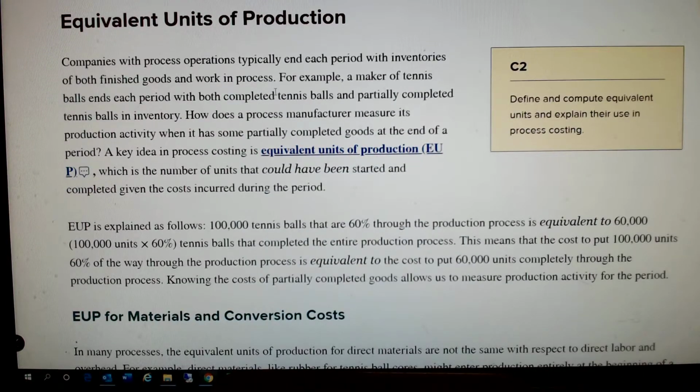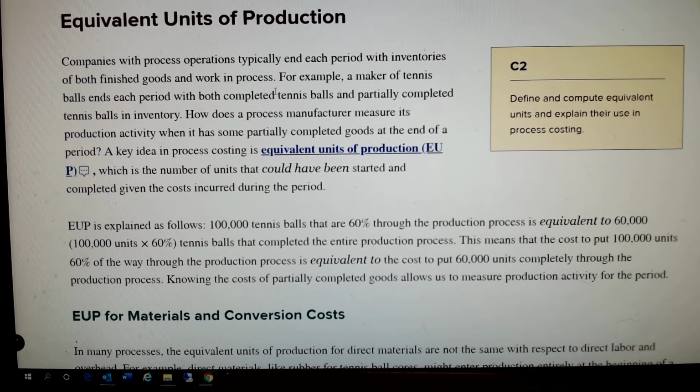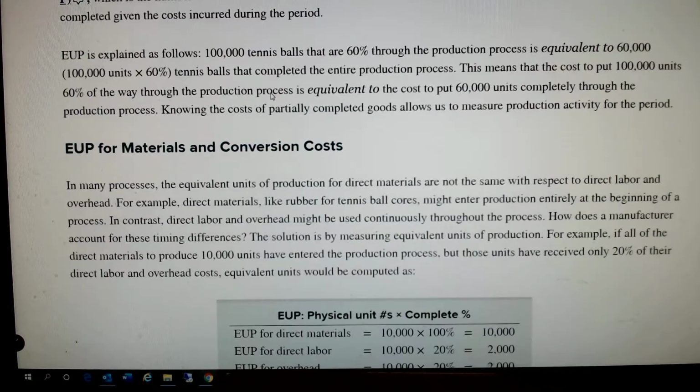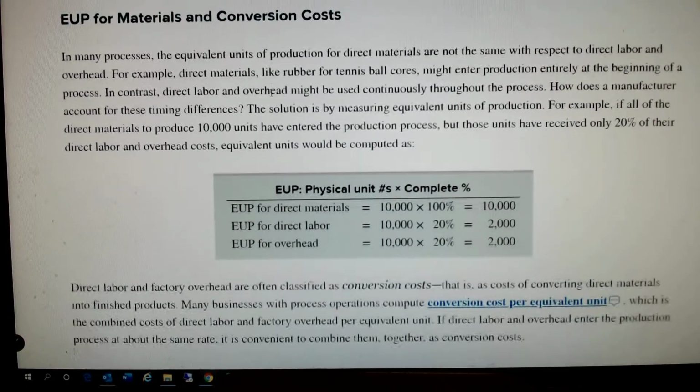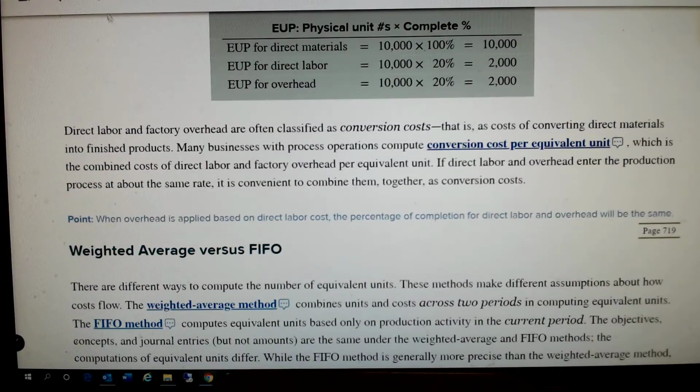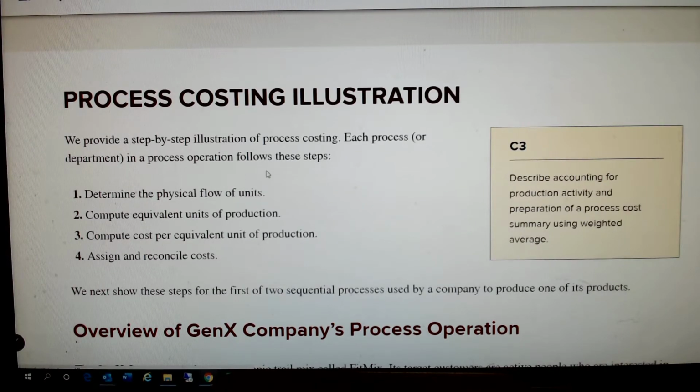Equivalent units of production, understand what that concept is: converting partial units into the equivalent whole units they represent. It's just multiplying the number of units times the percentage they are complete to arrive at whole equivalent units. We are using only the weighted average method. The FIFO method is in the appendix, but as it says down here, we are using the weighted average method. That's the only one we need to know, so don't concern yourself with anything else.